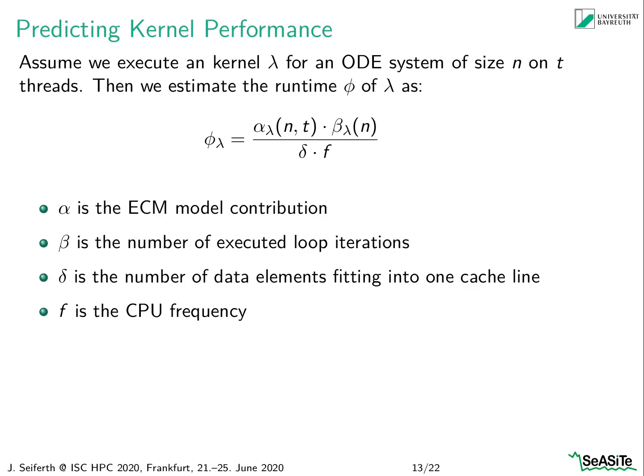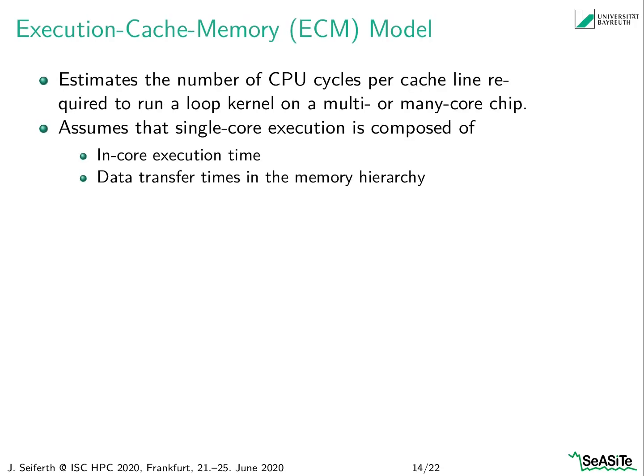Alpha is the ECM model's estimation of the number of CPU cycles per cache line required to execute lambda. Beta is defined as the total number of loop iterations executed by lambda. The ECM or execution cache memory model can estimate the number of cycles per cache line required to run a loop kernel on a multi or many-core chip.